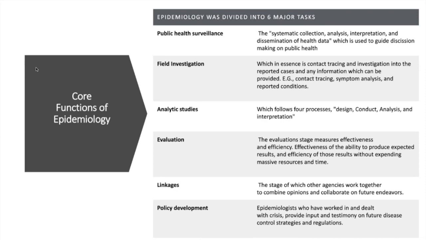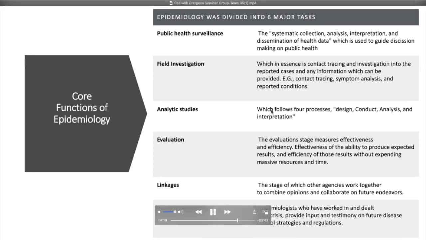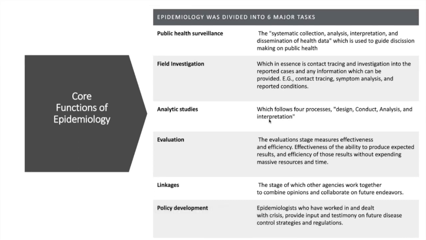Early on in the functions of epidemiology, they were divided into 6 major tasks to help speed up the process. There is public health surveillance, which is the systematic collection, analysis, interpretation, and dissemination of health data, which is used to guide decision-making on public health. Field investigation, in essence, is contact tracing and investigation into the reported cases and any information which can be provided, for example, contact tracing, symptom analysis, and reported conditions.